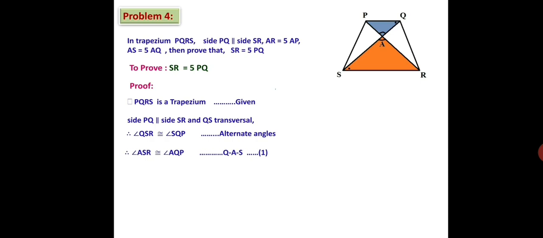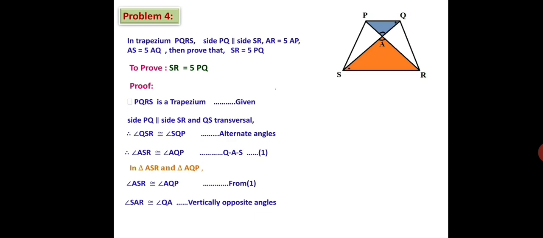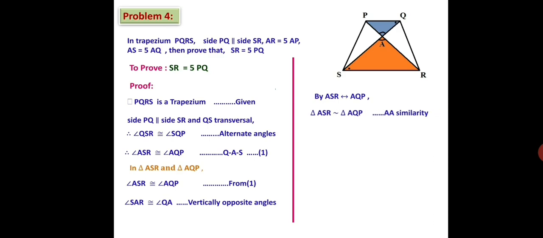Therefore angle ASR is congruent with angle AQP, Q-A-S betweenness. So in triangle ASR with orange color and triangle AQP, angle ASR is congruent with angle AQP, angle SAR is congruent with angle QAP, vertically opposite angles. Therefore, by one-to-one correspondence ASR with AQP, triangle ASR is similar with triangle AQP, a test of similarity. Therefore, by considering the corresponding sides, AS upon AQ is equal to SR upon PQ, corresponding sides of similar triangles.